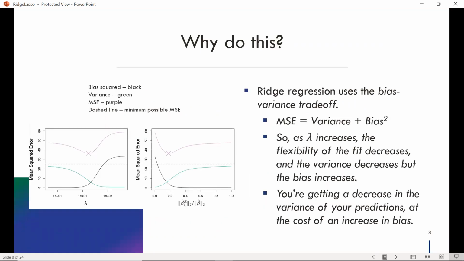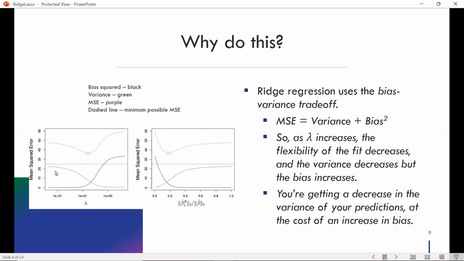Okay, why are we doing this, why do we use ridge regression? Ridge regression uses the bias and variance trade-off. Remember the mean squared error, which we use to measure how good a model is. This mean squared error is the summation of the variance and the squared bias. So let's look at this plot first.